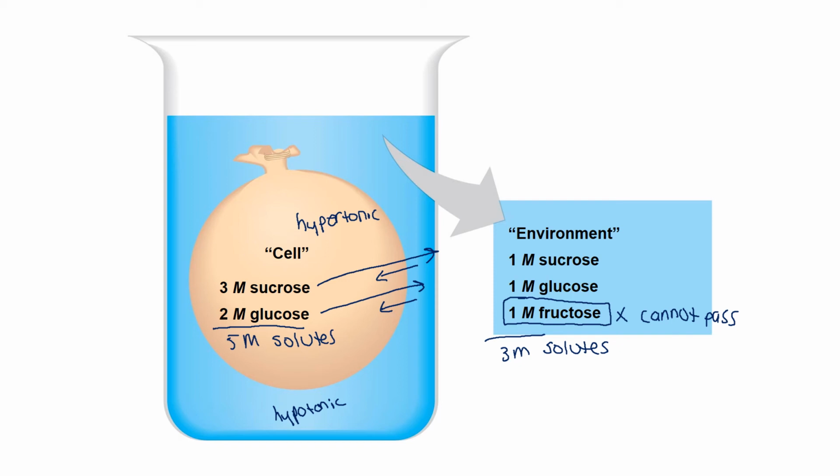Now remember, there's 1 molar of fructose outside of the cell, so in the environment. So that can't cross. So there's still going to be that 1 molar staying outside of the environment, so that the sucrose and glucose would be expected to reach an equilibrium where inside the cell is still going to have a little bit more of both sucrose and glucose. However, the total concentrations, including fructose in the environment, would be expected to eventually reach an equilibrium so that there is an equal movement of at least those that can pass the membrane inside and outside of the cell.